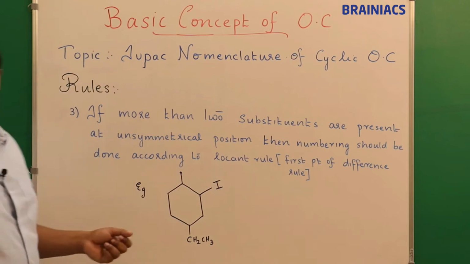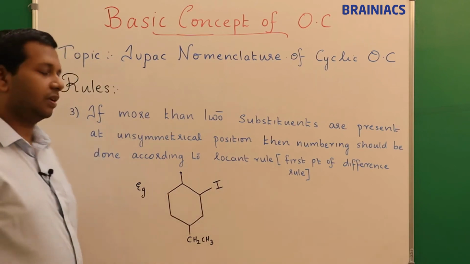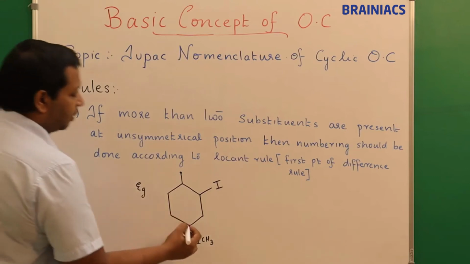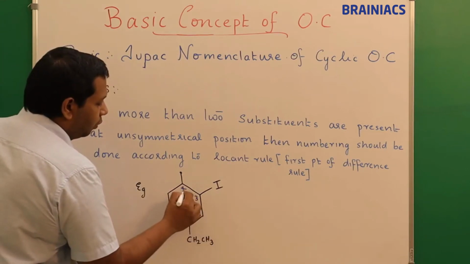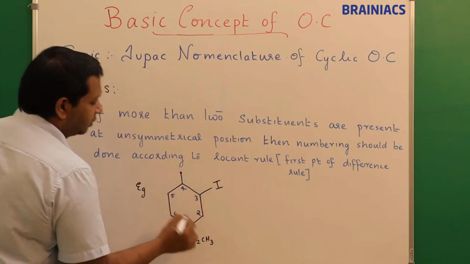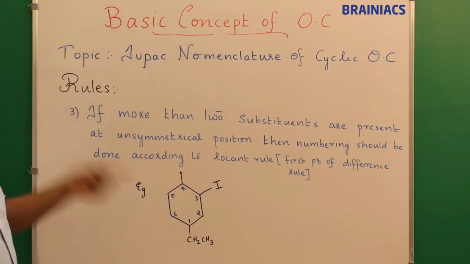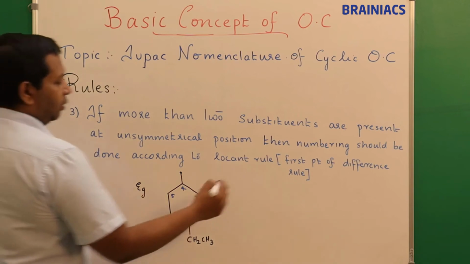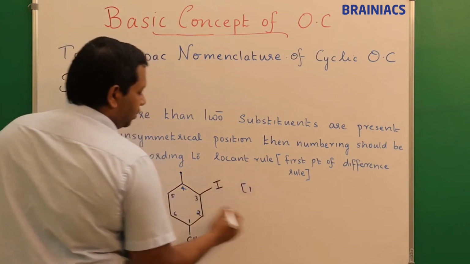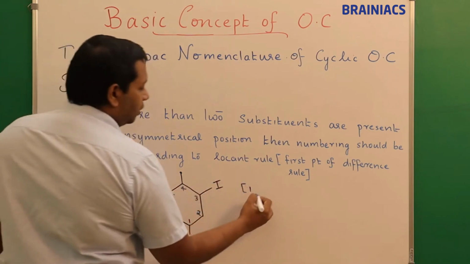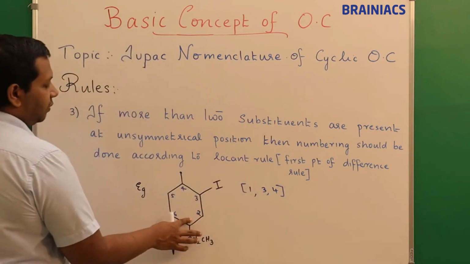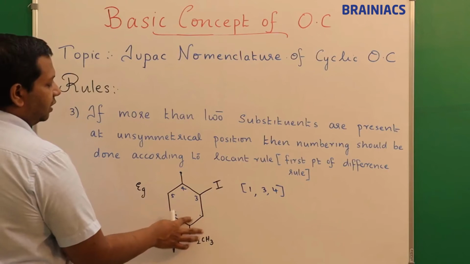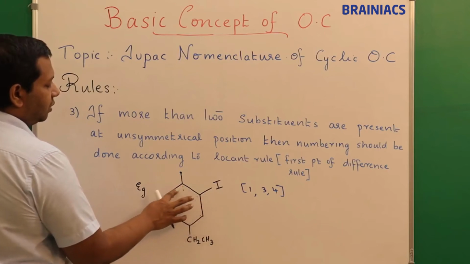I will show you the different ways of numbering and help you understand this. So let's say I have started numbering from here. 1, 2, 3, 4, 5, 6. Now tell me what are the positions of the substituents. Now I know that 1 is there. So 1, then 3 and 4. So 1, 3, 4. Okay. This is one way I have done. Now another person is doing it in the other way. Let's see how it is.